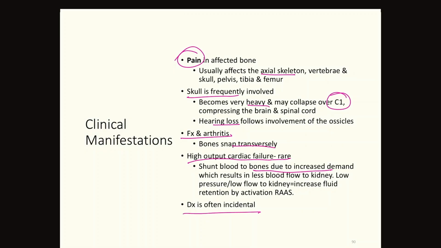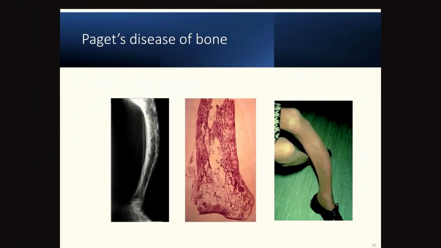Diagnosis is often incidental. They'll come in with pain, you get an x-ray done, and you're like, oh my God, it looks like this. You probably have Paget's disease. So here's what an x-ray looks like of Paget's. Look how bent the bone is. That's your tib fib right there, by the way.